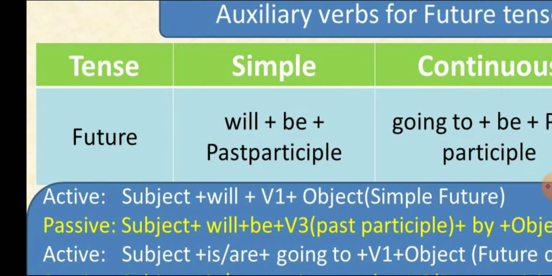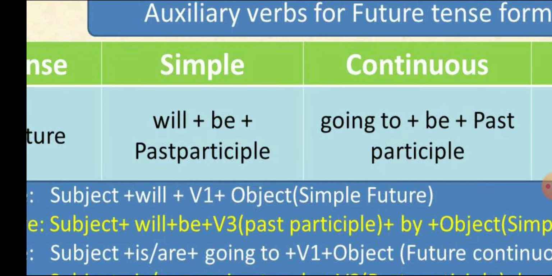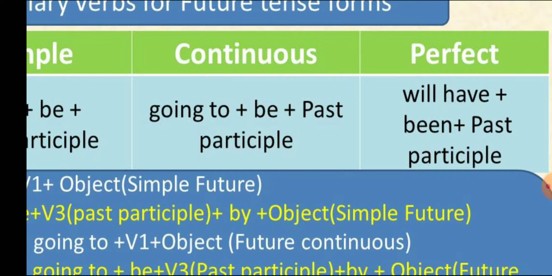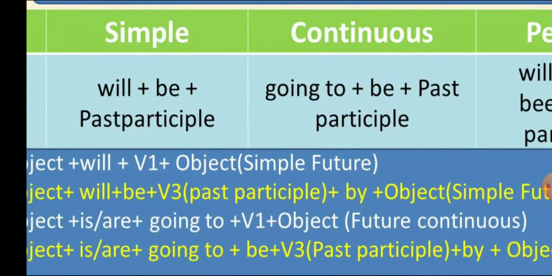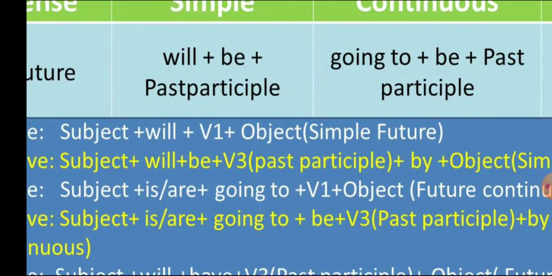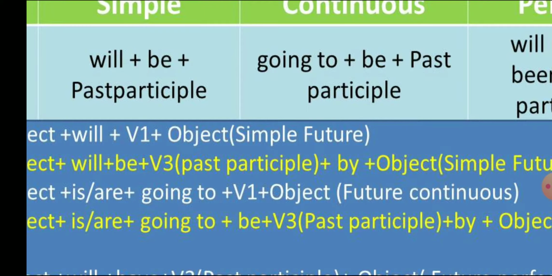So for simple future, it is will plus be plus past participle, and for future continuous it is going to plus be plus past participle. For future perfect it is will have plus been plus past participle. In active, the structure for simple future is subject plus will plus v1 plus object, and in passive it is subject plus will plus be plus v3 plus by plus object. So it is for simple future.